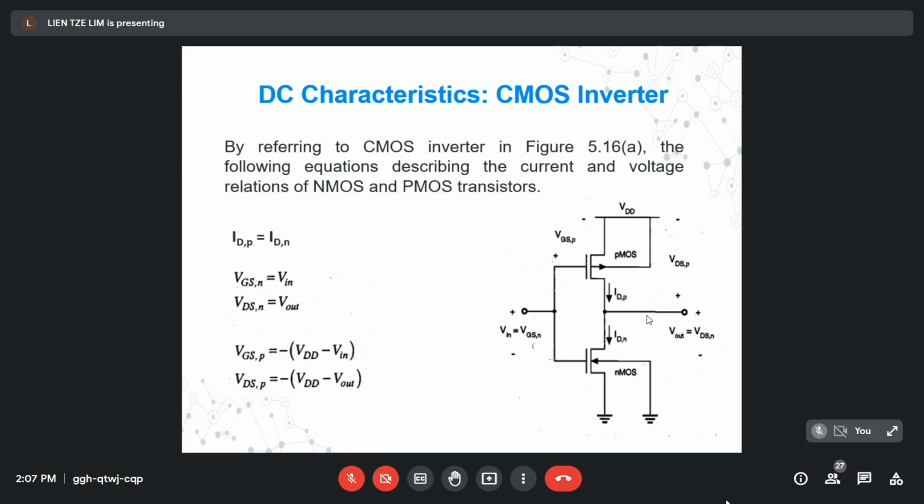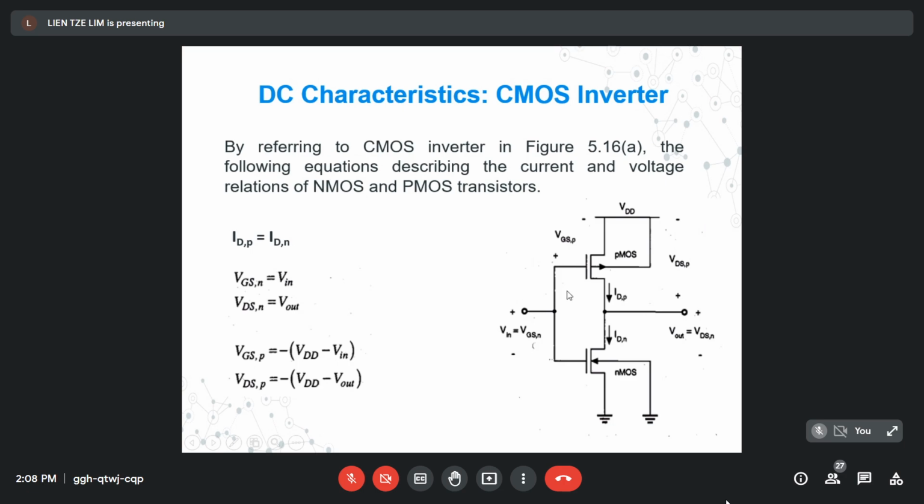Okay, in the CMOS inverter, I know most of you are familiar with this one. In this topic, today I will recap some of the theory here, and then after that I will go to the next topic. This is the CMOS inverter, figure 5.16a.